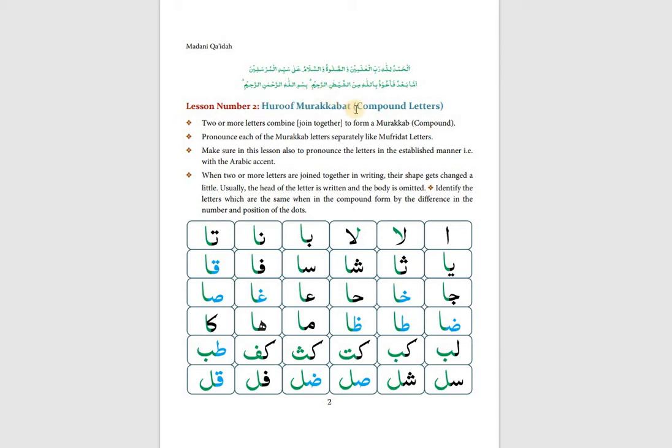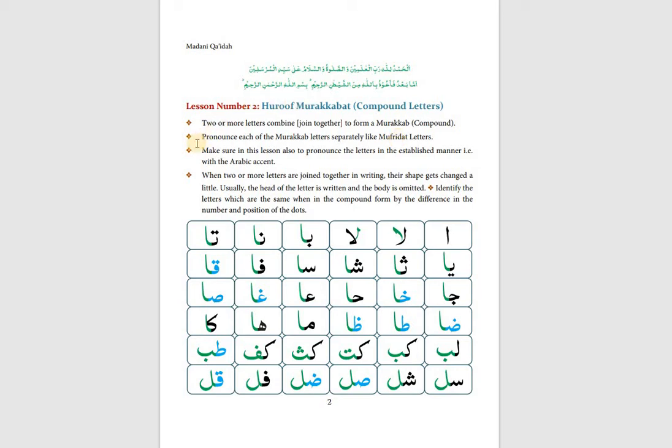Harufe Murakkabat means compound letters. Two or more letters combine to form a Murakkab, and the second point is that pronounce each of the Murakkab letter separately like Mufridat letters. How to read Mufridat letters? This topic is included in our first lecture.